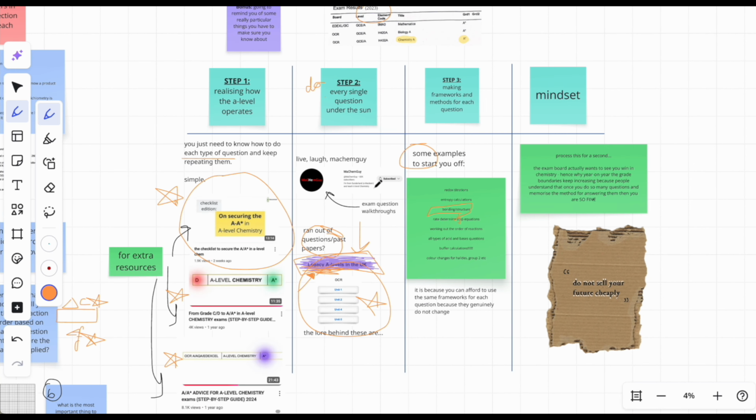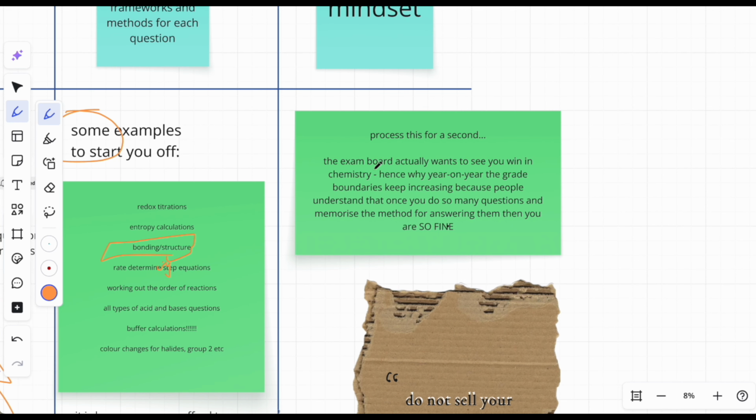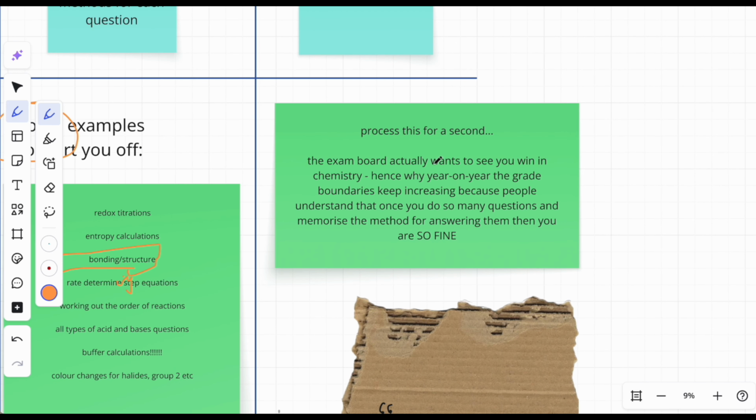And that's pretty much all you really need to do. And the reason why I'm saying this is because the exam board, in my eyes, actually wants to see you win. That's why grade boundaries keep increasing, because everyone knows how to do it. And these guys aren't changing anything. Every year, we think, oh my god, the exam board's going to change it. They never do. They never do. So relax, it's all good. You're going to be fine. Just memorize and do the questions.